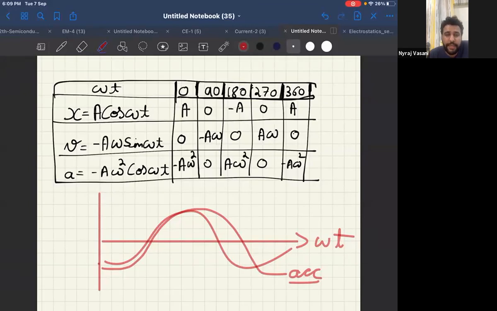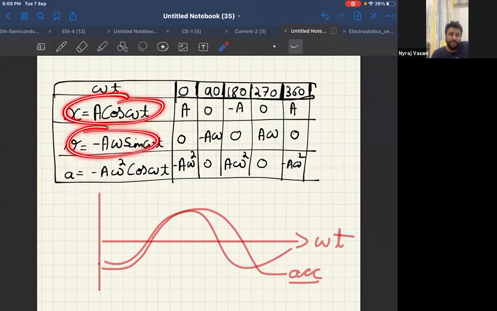Now listen to this. When there are two same trigonometric functions, the phase difference between them will be pi. And when there are two different trigonometric functions, the phase difference between them will be pi by 2. Now, what is pi by 2? 90 degree. And what is pi? Pi is 180 degree. Therefore, what is the phase difference between displacement and velocity? One is cos, another one is sine. Therefore, the phase difference is pi by 2.